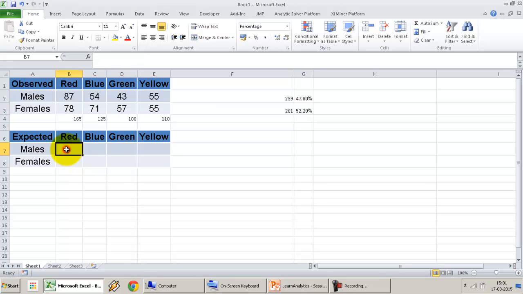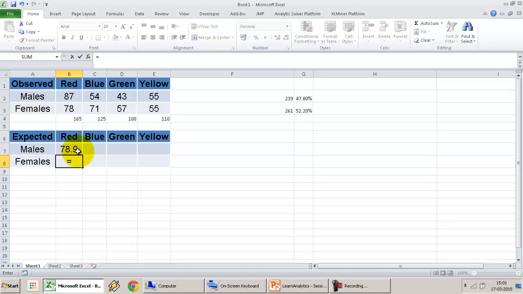So I'm going to say in Red House, which is 165, the percentage of males is going to be 165 into 47.8. So the expected frequency or expected number of males in the house would be 78.9. Now frequency doesn't work in decimals, but in this calculation of observed and expected frequency, we can let it be. It doesn't matter if we get approximates or decimals, because the chi-square test can handle that.